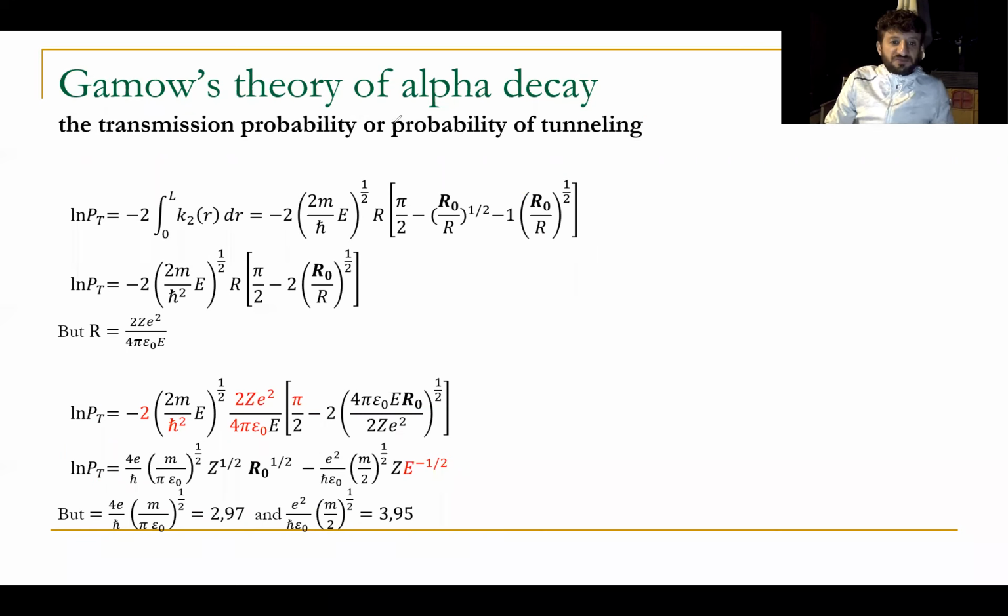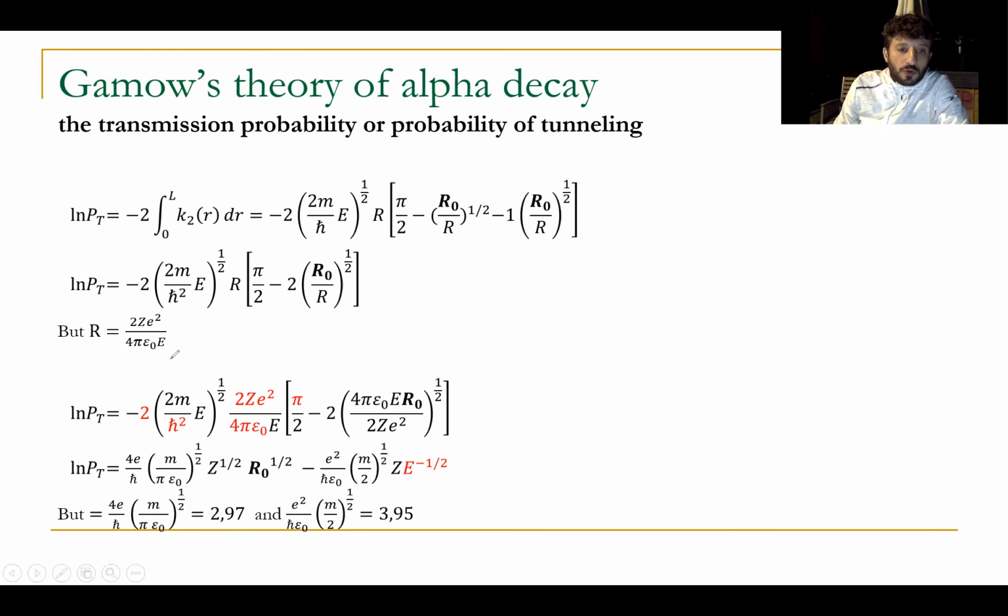At this point, I just want to simplify. We have pi over 2, and here we have minus, we have the same value here. This one equals this one. So we have minus 2 R0 divided by R to the power half.